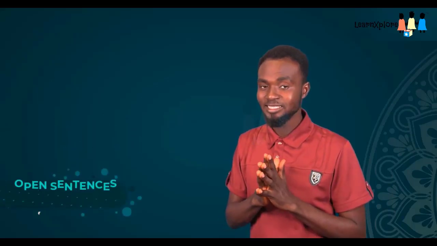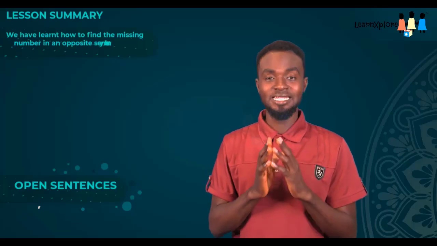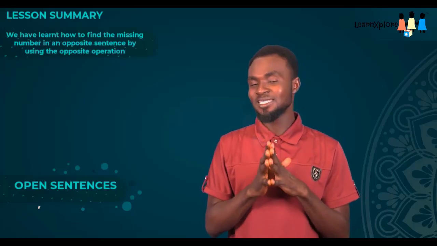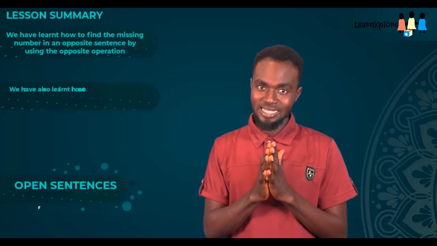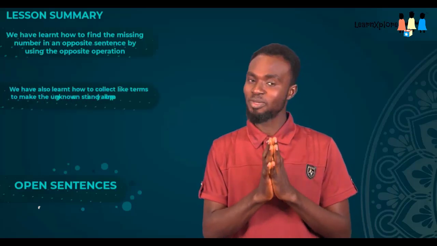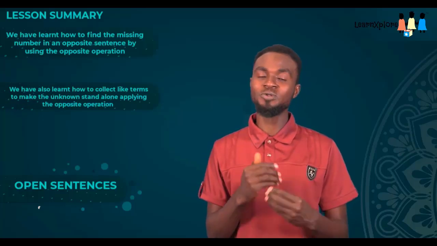At the end of this lesson, we've learned how to find the missing number in an open number sentence by using the opposite operation. We've also learned that collecting like terms is one way to make the unknown stand alone. Another way is to apply the opposite operation.